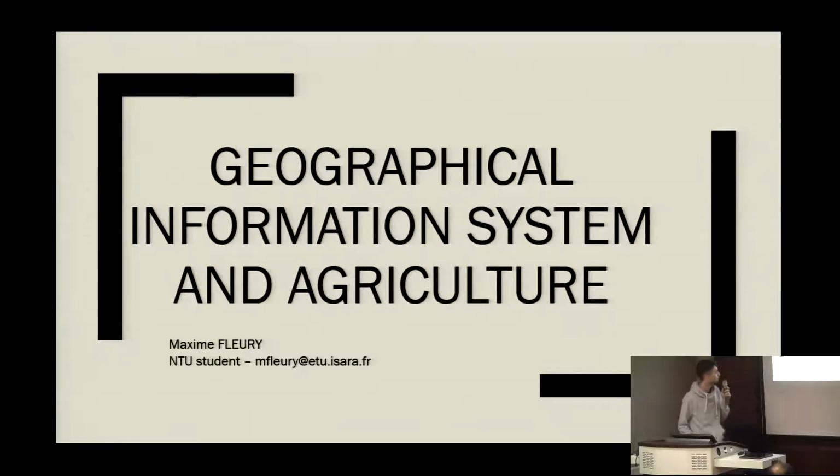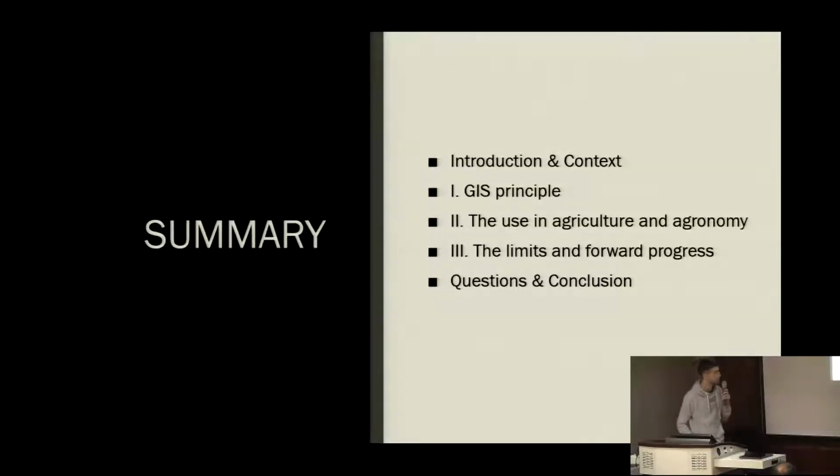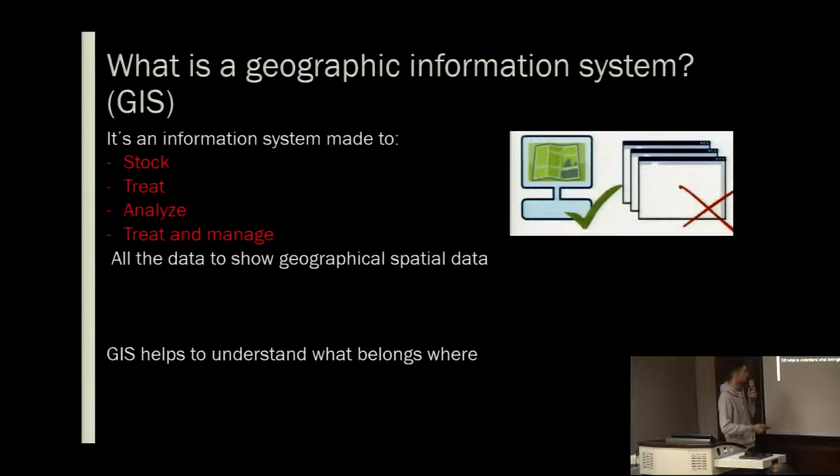Okay, so I'm going to present my presentation: the geographical information system for agriculture. First, I'm going to introduce the context, and then I'm going to explain GIS in principle, its use in agriculture and agronomy, and after I will deal with the limits and forward progress, and then the conclusion and the questions.